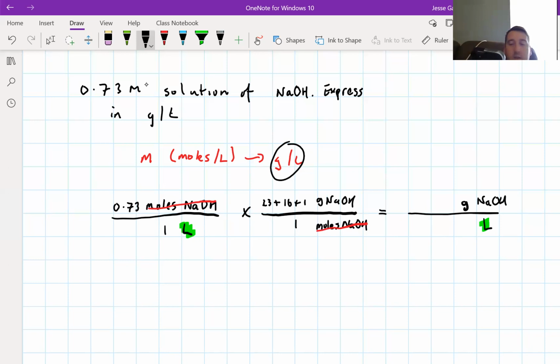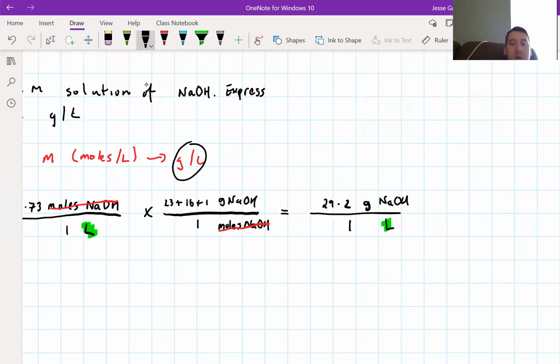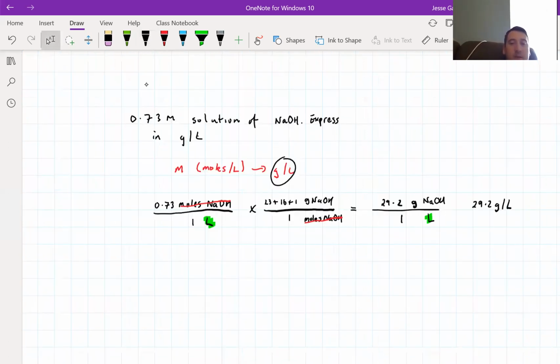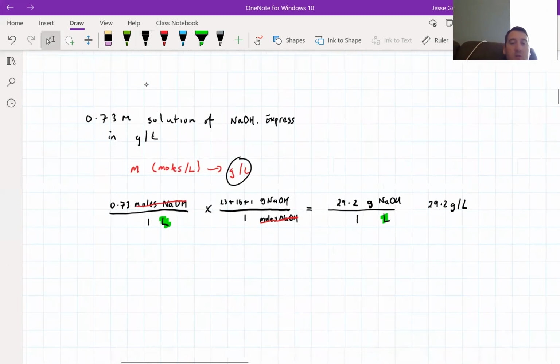So 0.73 over 1, times by 40 over 1. And the answer I'm getting here is 29.2 grams for every liter. So now I've got my answer in grams per liter. So 29.2 grams per liter. All right, so hopefully you can see it's a very similar idea, except we're going the opposite direction. We're starting with moles, going into grams.